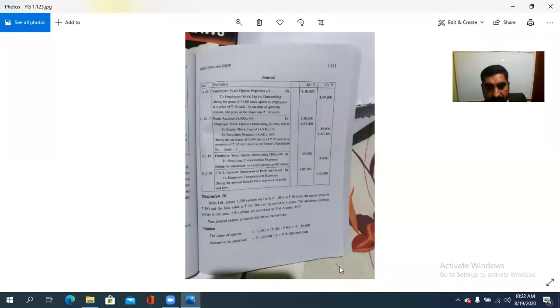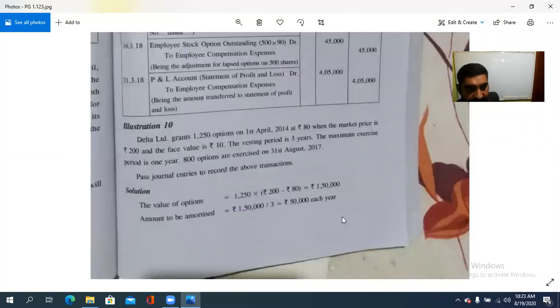So we will do the last problem, illustration time. Delta Limited grants 1,250 options on 1st April 2014, at 80 rupees with the market price of 200. So this is the exercise price, this is the market price, and this is the option. The vesting period is 3 years. So for 3 years we need to continue the entries.